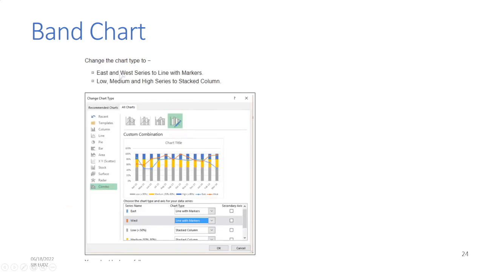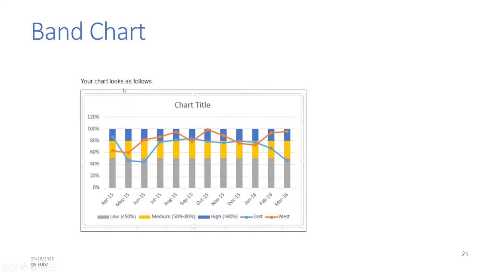Then change the chart type of the East and West series to line with markers. So we have East and West as line with markers. Then change the Low, medium, and high series to stacked column. Your chart looks as follows.